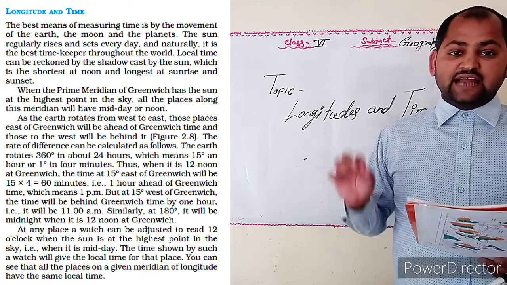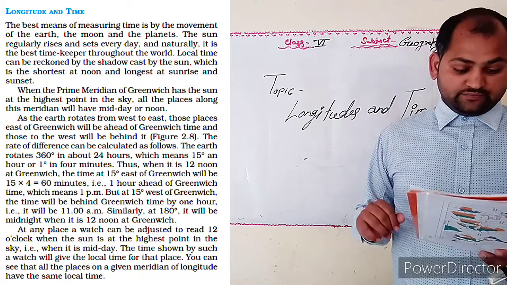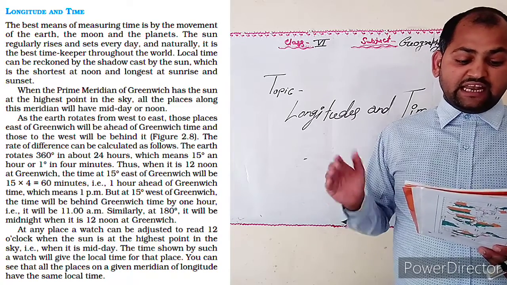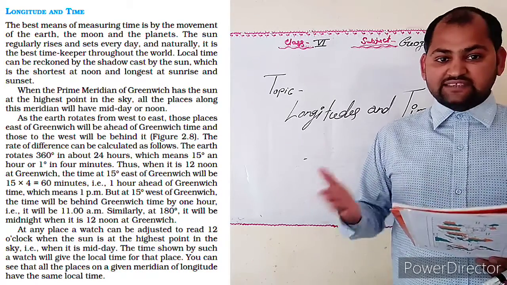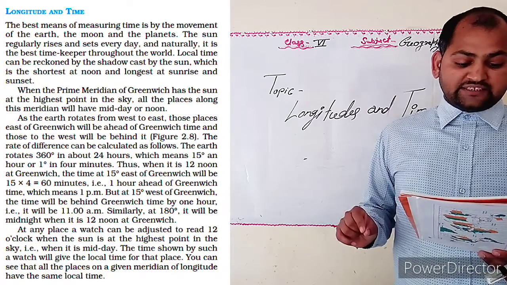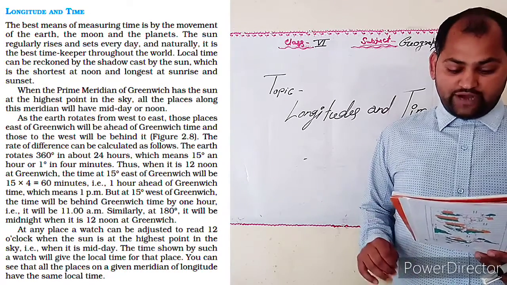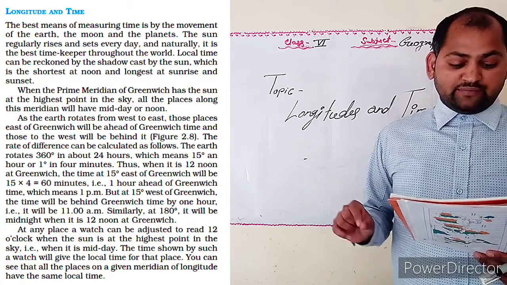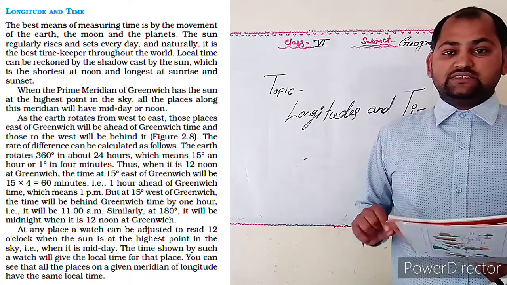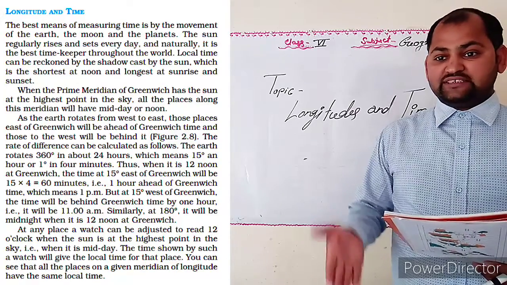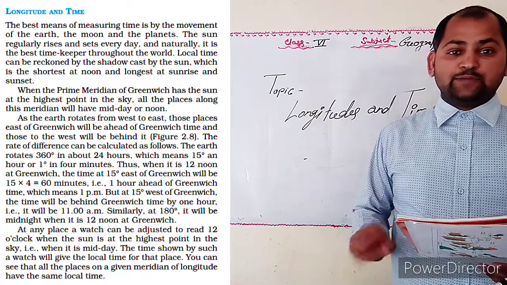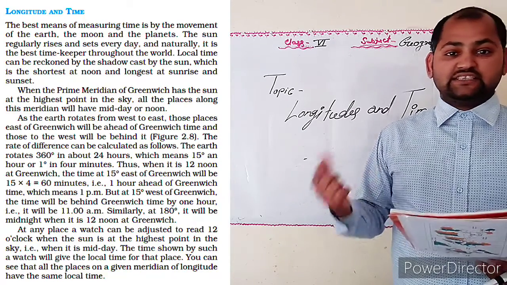The best way is the rotation of the earth. The moon, the planets and the sun regularly rise and set every day. That's a natural happening, and it is the best timekeeper throughout the world. Local time can be recognized by the shadow caused by the sun. If your shadow is long, we can say it is morning or evening. When your shadow is short and in the shape of a circle, we can say it is noon time.